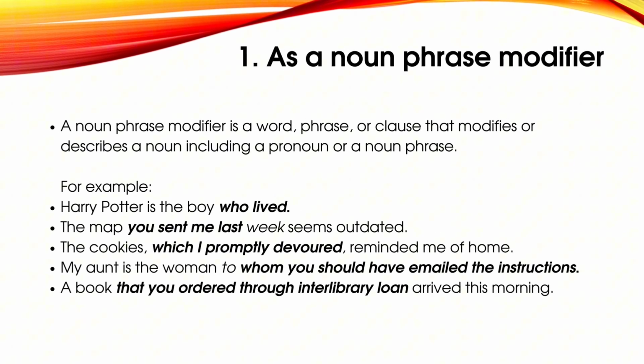First, as a noun phrase modifier. A noun phrase modifier is a word, phrase, or clause that modifies or describes a noun, including a pronoun or noun phrase. For example, Harry Potter is the boy who lived. The map you sent me last week seems outdated. The cookies, which I promptly devoured, reminded me of home. My aunt is the woman to whom you should have emailed the instructions. A book that you ordered through interlibrary loan arrived this morning.